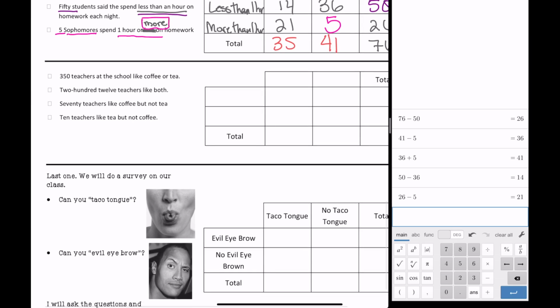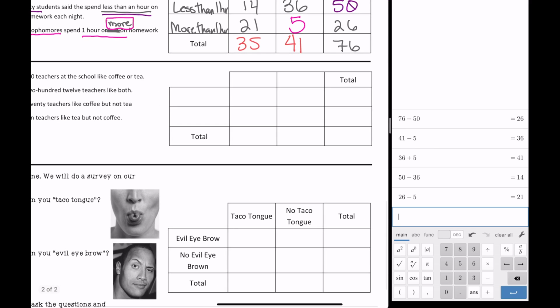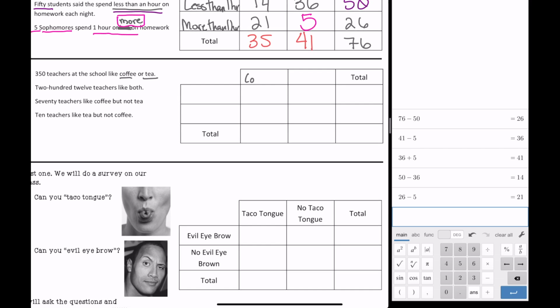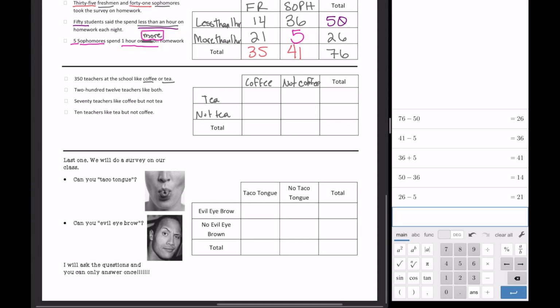So let's look at this one. 355 teachers at the school like coffee or tea. 212 teachers like both. 70 teachers like coffee but not tea. And then 10 teachers like tea but not coffee. So we're talking about coffee or tea. So this one's a little hard. This one's fun though. So we're talking about if you like coffee or you don't like coffee, so I'm going to put not coffee, and then if you like tea or not tea. Team tea or team coffee.